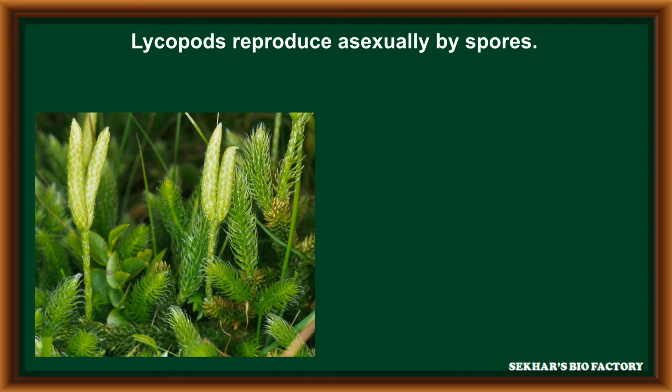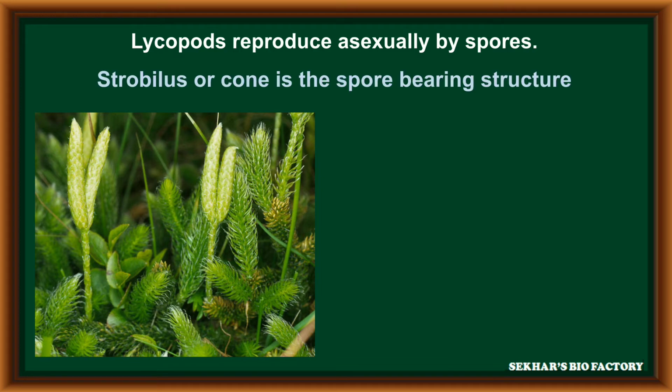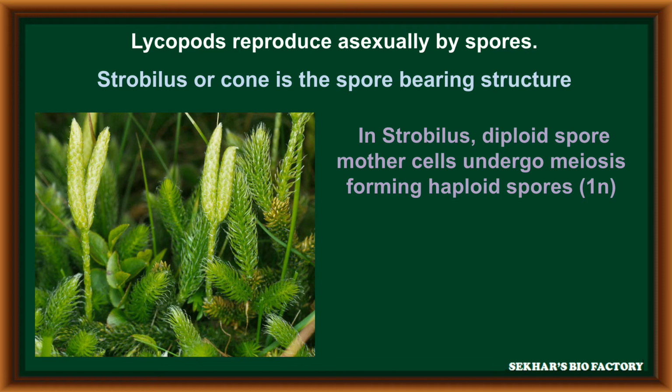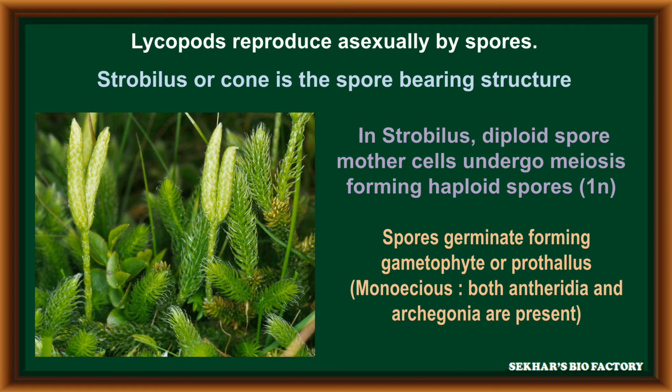Lycopodium reproduces asexually with the help of minute spores. The strobili or cones are the spore-bearing structures in the plant body. In these strobili, the diploid spore mother cells undergo meiosis for the formation of haploid spores. These spores germinate to form a gametophytic structure called prothallus. This prothallus is monoecious in nature, containing both antheridium and archegonium.